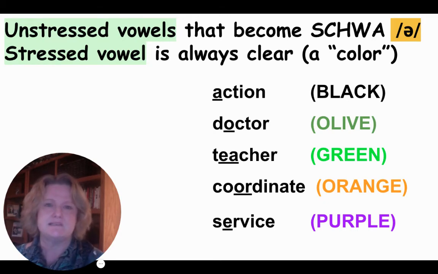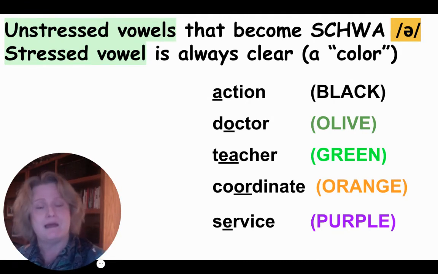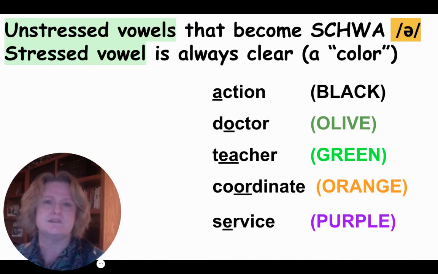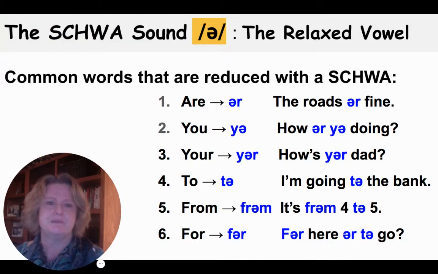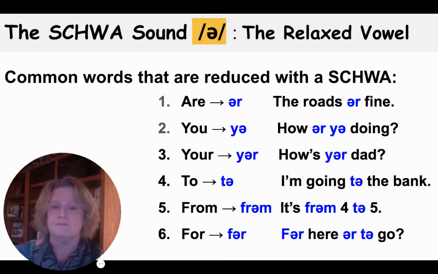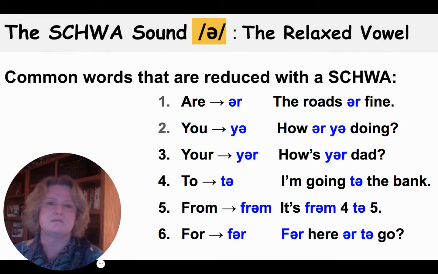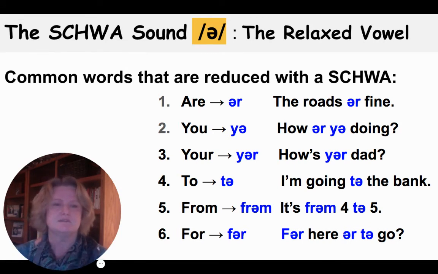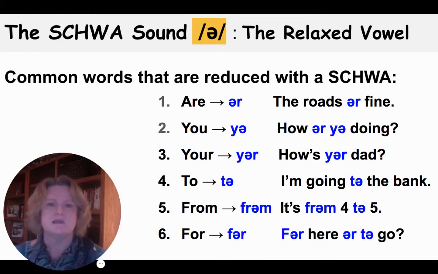And the last one is service. The stressed part is purple, but the I here is just a schwa, service. And there are also some very common words that are usually reduced to a schwa. So, for example, are, if it's stressed, like, are you here? Then it's pronounced like you normally learn to say it. But if it's unstressed and sort of in the middle between other words, it's er. The roads are fine.